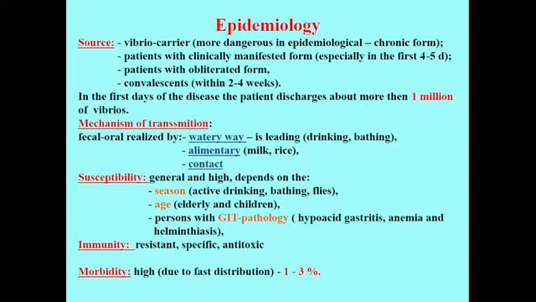Mechanism of transmission. Fecal-oral is leading, by watery way: drinking water, alimentary, milk or rice, and contact also may be. Susceptibility is general and high, depends on the season, active drinking water, flies, age, elderly and children, persons with GIT pathology like hepatic disease, gastritis, anemia, and helminthiasis, like we told before. Immunity, resistance: specific, antitoxic. Morbidity high due to fast distribution, 1 to 3%.